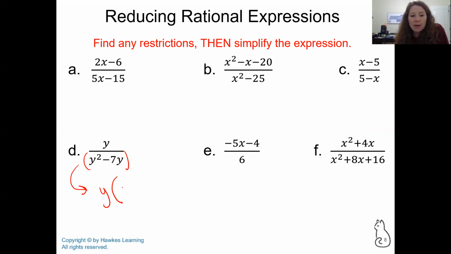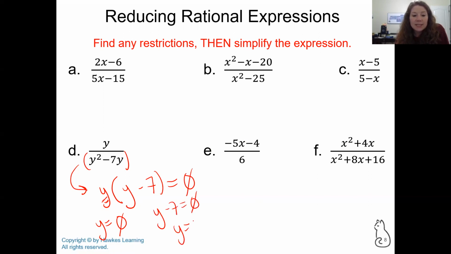So y squared divided by y is y. 7y divided by y is -7 equals 0. So if this were 0, 0 times anything is 0. So y is not allowed to equal 0, right? If this were 0 times anything, I'd get 0. And then the other one is that y is not allowed to be 7. So my restrictions on letter D is y is not allowed to be either 0 or 7.